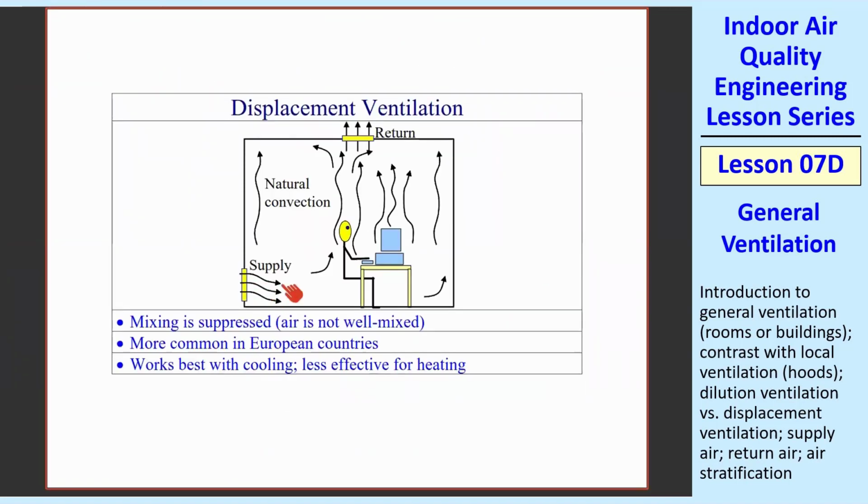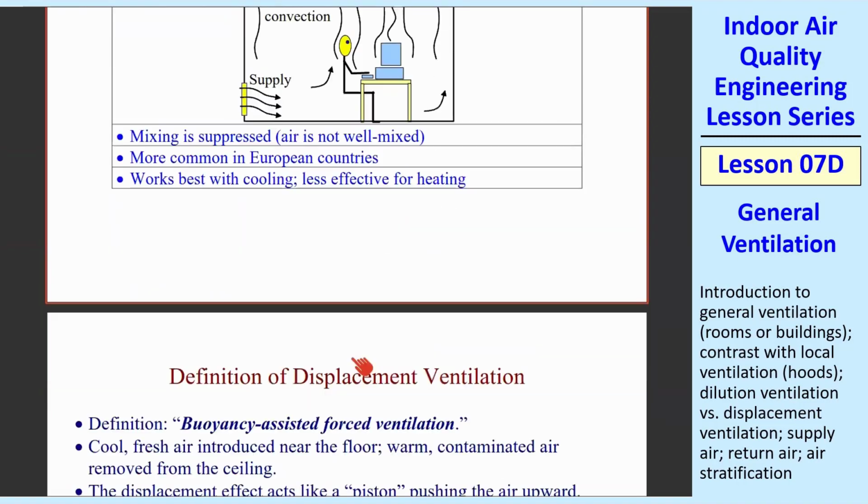Displacement ventilation: we have cool air coming in, and then you have some kind of buoyant plumes from heat from the person, from the computer, that goes up to the return. There's natural convection up. Mixing is suppressed. We don't want it to be well mixed. You want to keep any contaminants from this person within his zone here and above him. It's more common in Europe, best used with cooling.